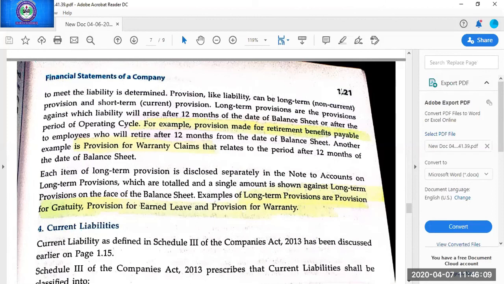Every year, their leftover leaves, which they have not taken, will be added up in their account, and at a specified time period, it is the policy of different companies. Some companies encash it only at the time of retirement. Some companies may encash it in between. So every company has to make a provision for this, and this provision is known as provision for earned leave encashment.